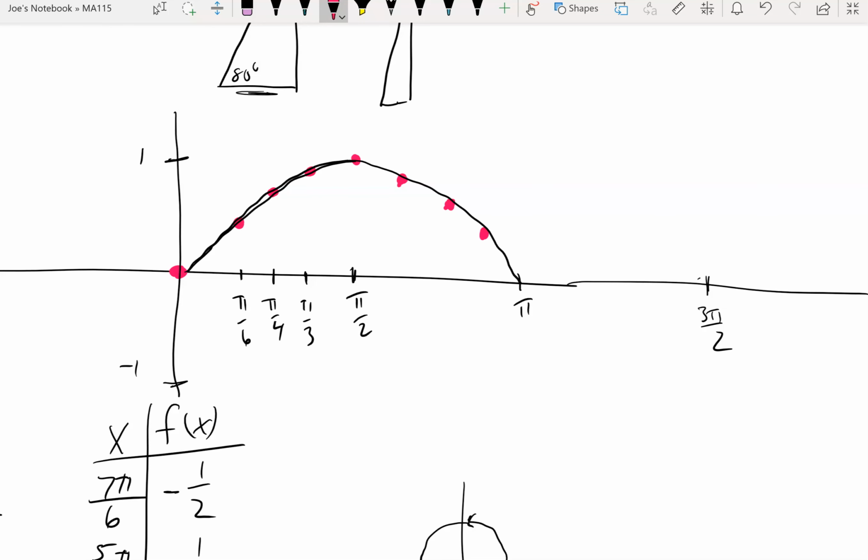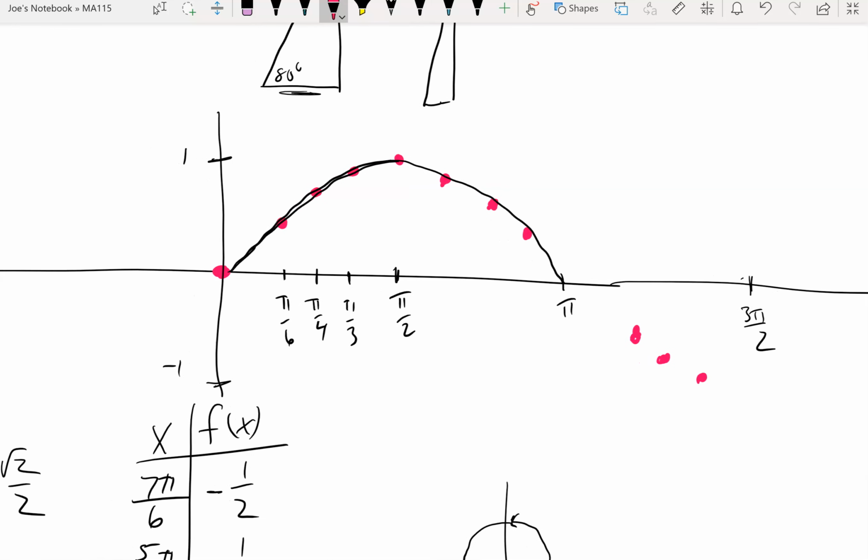So pi over 4 again was right in the middle, so a little bit less than that gives me negative 1/2. Pi over 4 would give me negative 1 over root 2. The 4 pi over 3 would give me negative root 3 over 2, and at 3 pi over 2 we would have negative 1. So if I play connect the dots again, seriously, I hit the black. Look at that.